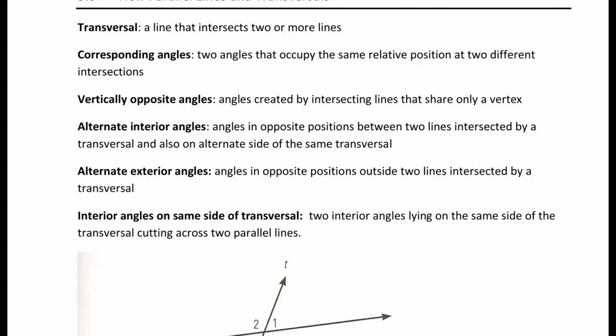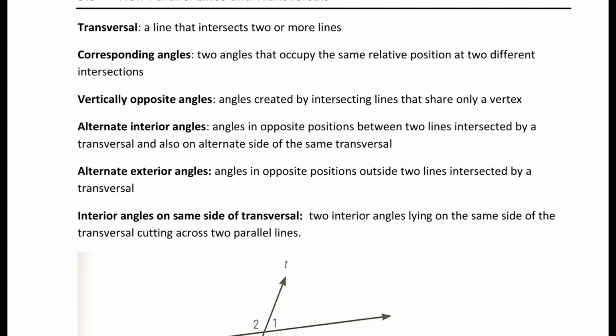So transversals, it's a line that intersects two or more lines. Corresponding angles are two angles that occupy the same relative position at two different intersections. Vertically opposite angles are angles created by intersecting lines that share only a vertex. Alternate interior angles are angles in opposite positions between two lines intersected by a transversal and also on alternate sides of the same transversal.